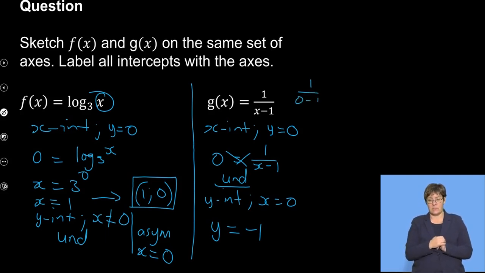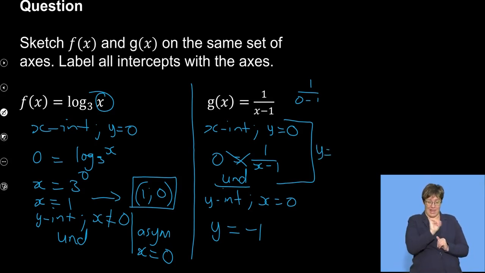So what does this tell us? It tells us that this one here is our asymptote, which is the horizontal asymptote, and that is y is equal to 0, right? And then our vertical asymptote will be x is equal to positive 1.